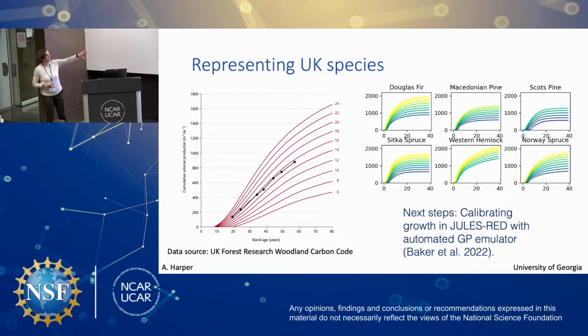And then the last thing we're trying to do is to calibrate some of the parameters in Jules to be able to represent some of these different kinds of species. And we've got this, hopefully soon to be automated system where we can run an emulator of the model, calibrate some parameters, and come out with some new sets of parameters that will give us different species. So that's being worked on right now.